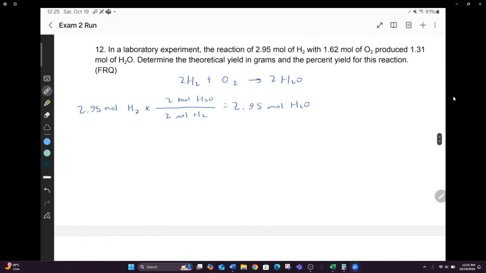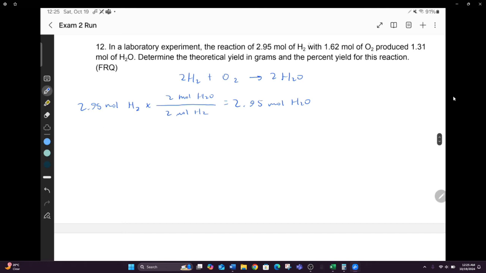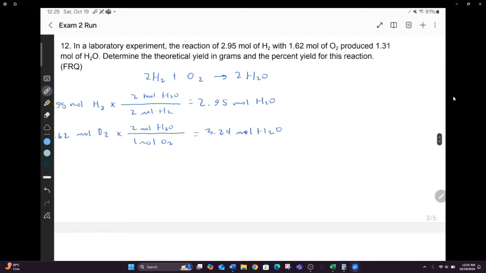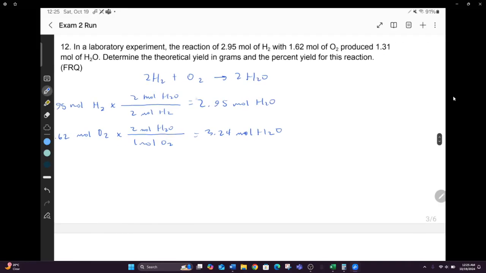Where it gets more interesting is with the O2. So we have 1.62 moles of O2 times 1 mole of O2 produces 2 moles of H2O. Do that math and we get 3.24 moles of H2O. So as you can see, our limiting reactant is the H2. So this is our theoretical yield in moles.